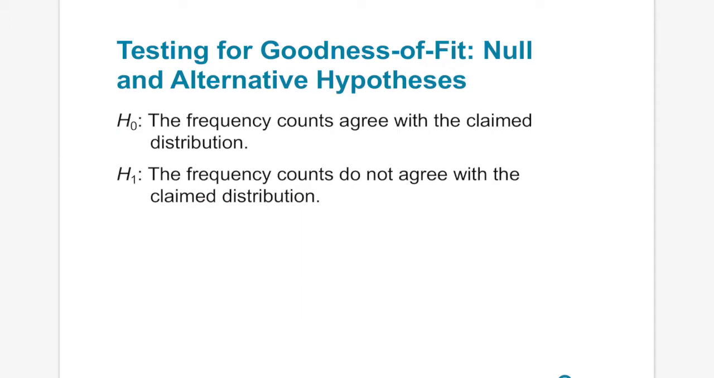Here is the hypothesis for goodness of fit test. For H0, the frequency counts agree with the claimed distribution. HA, the frequency counts do not agree with the claimed distribution. The difference between H0 and HA here is that H0 is always the statement saying that the data agree with the claimed distribution, and HA is the statement saying that they do not agree.